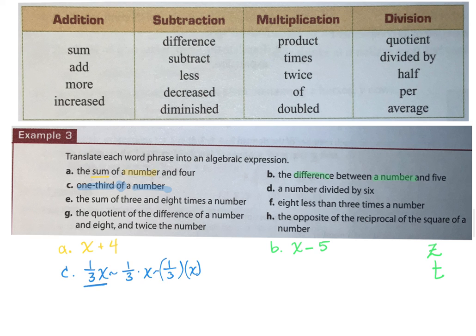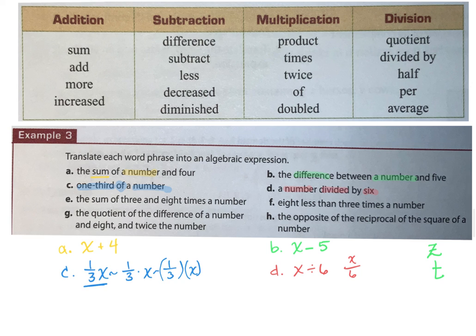All right, let's look at D. A number divided by 6. Well, this is very simple. They actually told us the operation that they wanted. They want division. You do have to list it in order. So this means a number divided by 6, not the other way around. It does not mean 6 divided by a number. It can be written like that, or it can be written like a fraction.